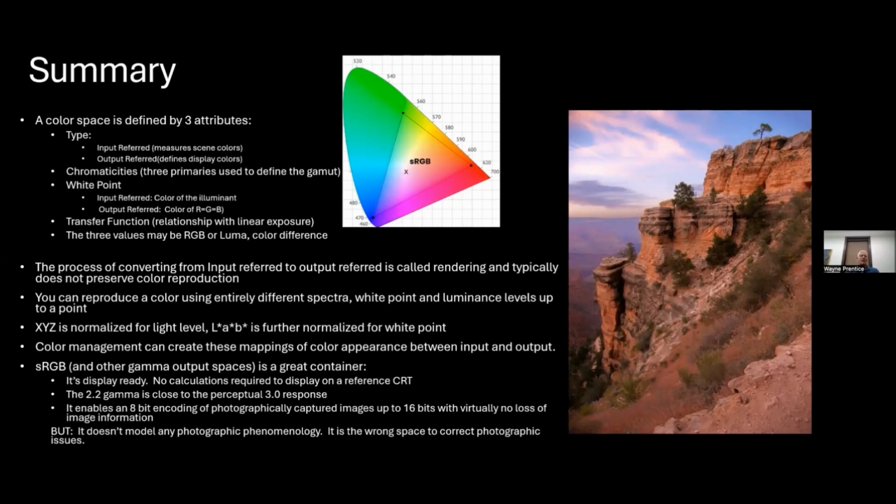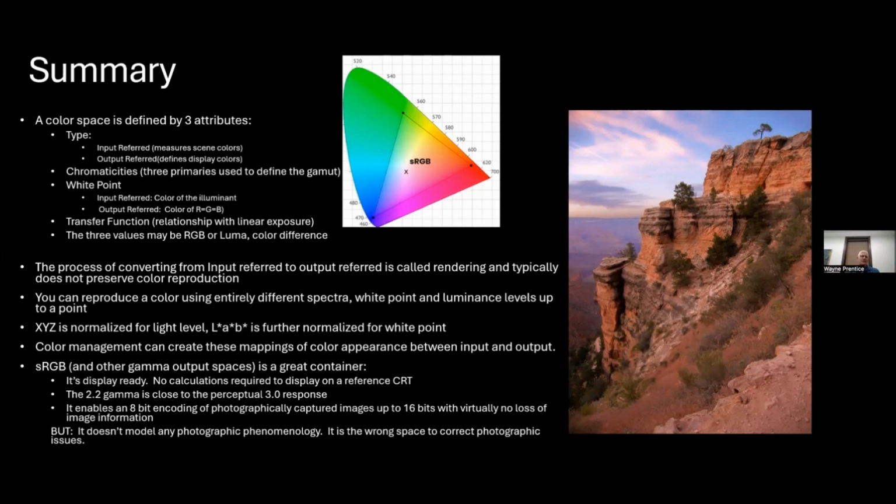The process of converting from input referred to output referred is called rendering, and it typically does not preserve color. It's intentionally different for a number of reasons. You can reproduce a color using entirely different spectra, white point and luminance up to a point. Remember that picture by the campfire? As long as you're using normal light levels and normal luminance, we can go from the continuous spectra of the blue flower to a very discontinuous spectra and get the same perception of color.